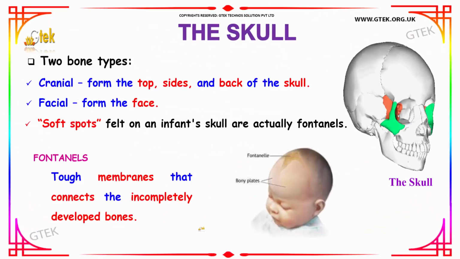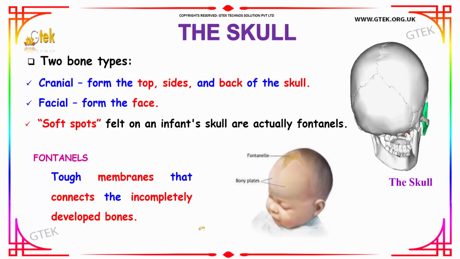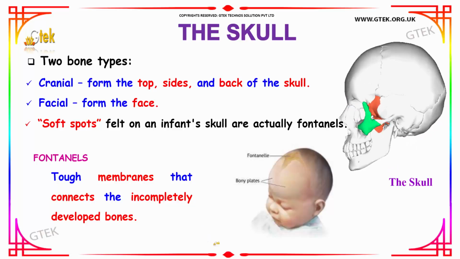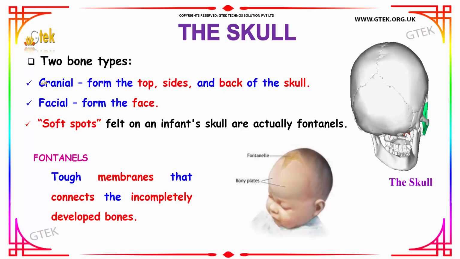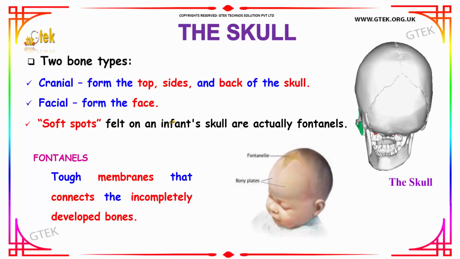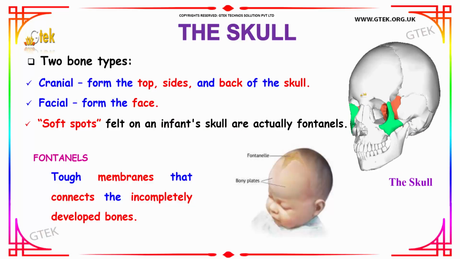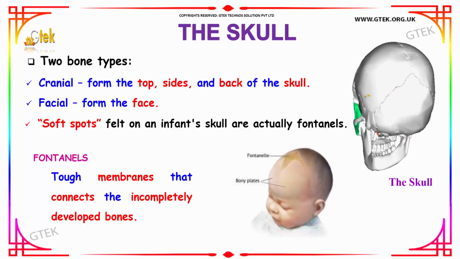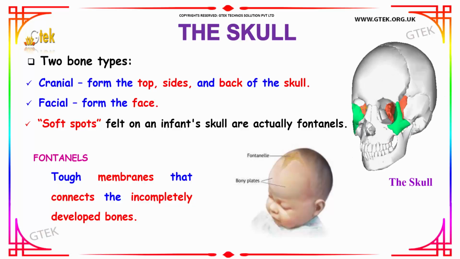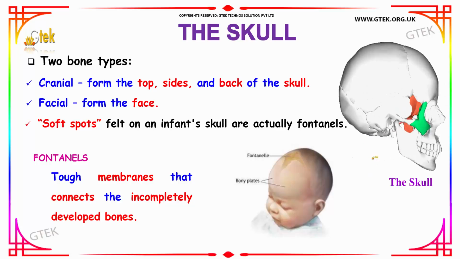Next, we are going to see about the human skull. The human skull is made up of two types of bones, the cranial bones and the facial bones. The cranial bones are the bones that form the top, sides and the back of the skull. Your facial bones are the bones that form the face.